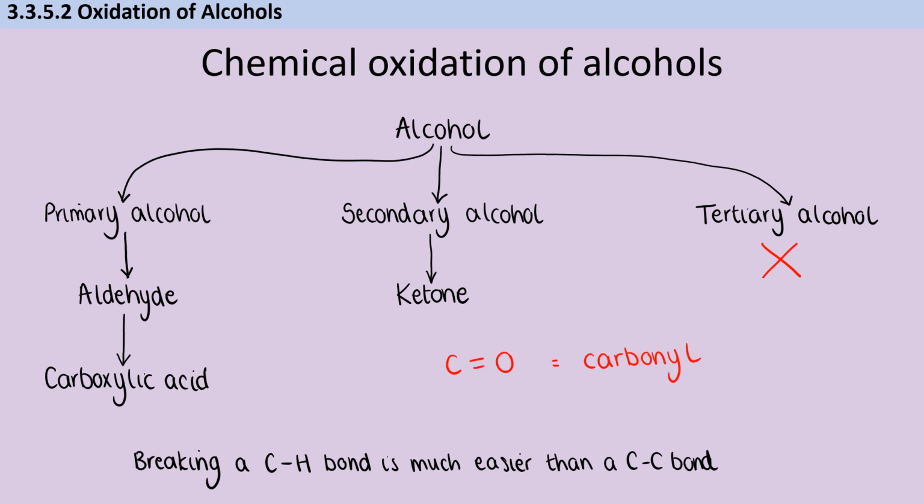Aldehydes, ketones and carboxylic acids all contain a carbonyl group, which is a carbon double bonded to an oxygen, but the difference is the position and also what else is present. So in an aldehyde we have a terminal carbonyl group and then the other bond that the carbon makes is to a hydrogen. Whereas in a carboxylic acid we still have that terminal carbonyl group, but then it's also bonded to a hydroxy group. And then in a ketone that carbonyl group is coming in the middle of a chain. So we have carbons on either side.